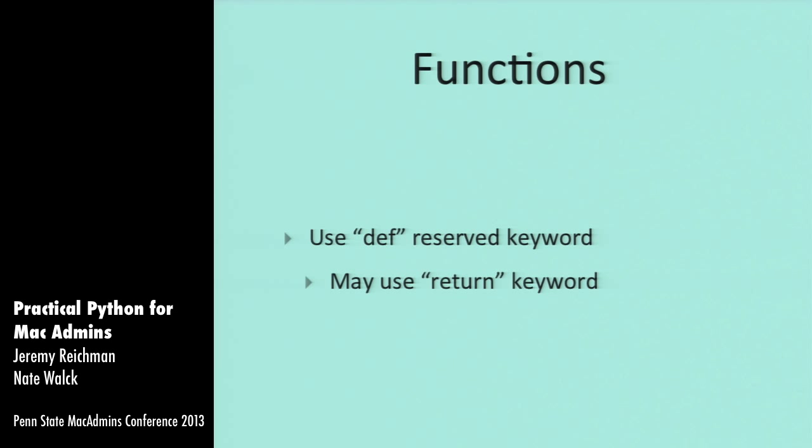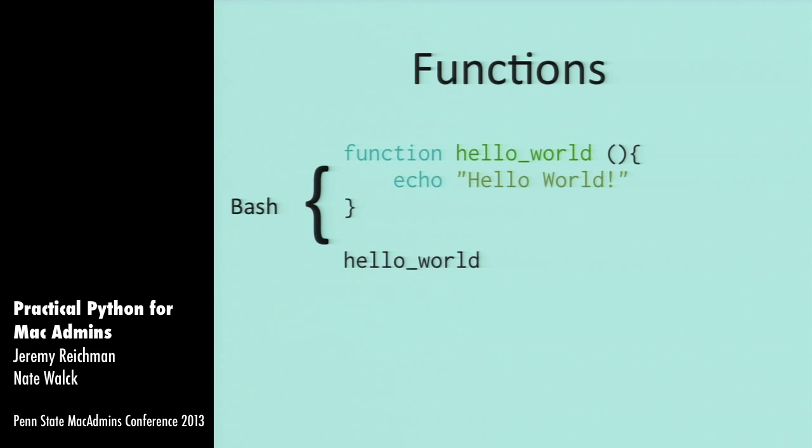Functions are also kind of similar to Bash. They use the def reserved keyword, and you can return items in Python because everything's an object. So it's very handy. You can make a function, for instance, that does nothing more than you pass it something, it decides if it's true or false, and then returns true or returns false. So you can make a quick checker function that does nothing but evaluate whatever you've passed to it. And just little things like that make it very nice to use.